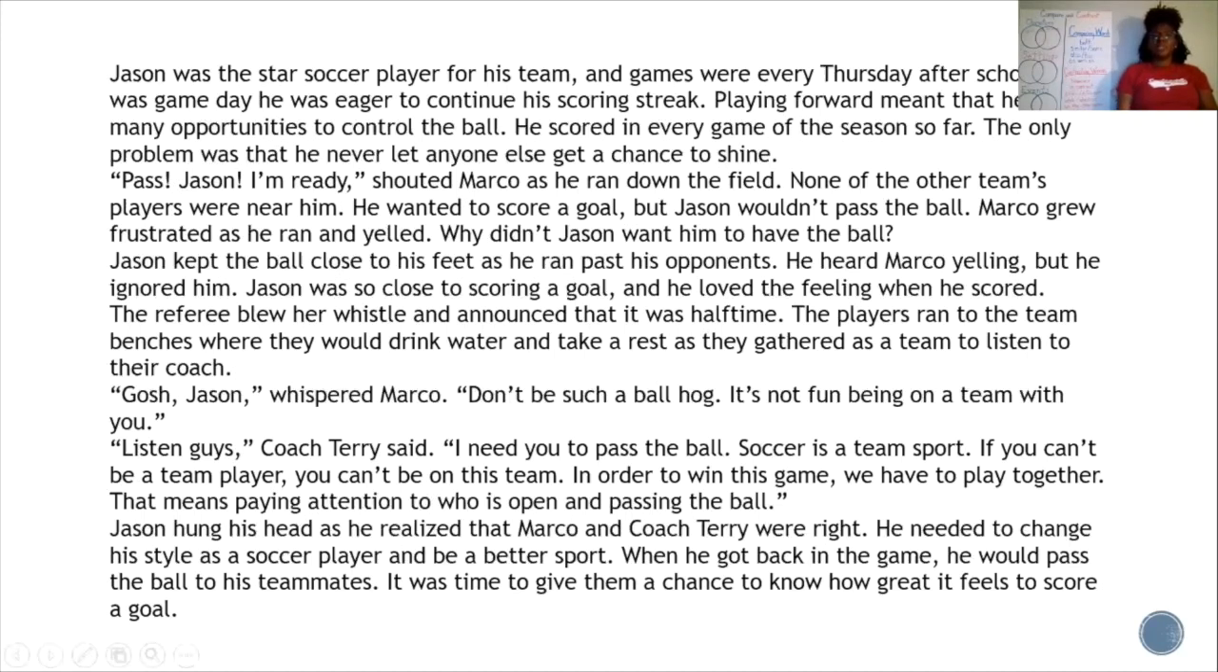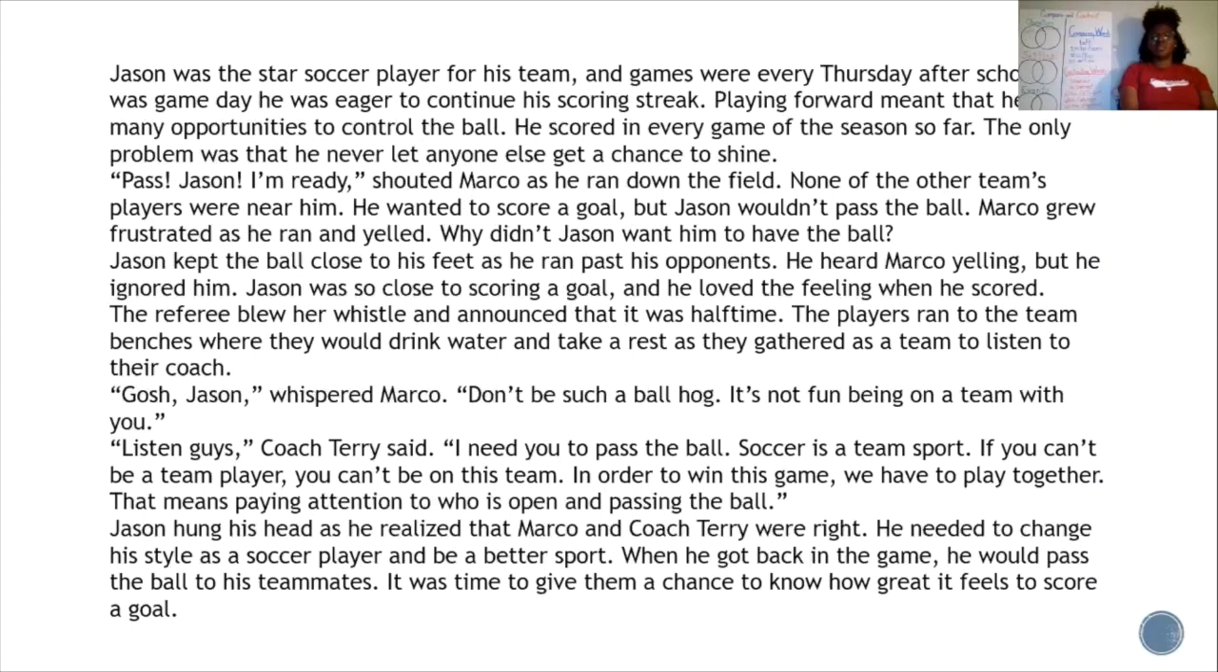Jason kept the ball close to his feet as he ran past his opponents. He heard Marco yelling, but he ignored him. Jason was so close to scoring a goal, and he loved the feeling when he scored. The referee blew her whistle and announced that it was halftime. The players ran to the team benches where they could drink water and take a rest as they gathered as a team to listen to their coach.